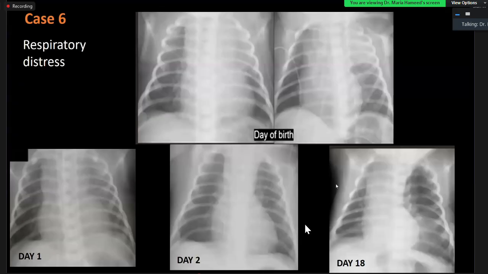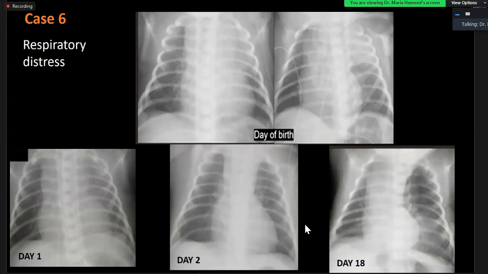Okay, so in this particular case, the baby was born, and you see higher density in the left upper lobe. That was because of retained fetal fluid in the left upper lobe. Later on, the same day, it was replaced by some lucency, which is again happening in the left upper lobe.